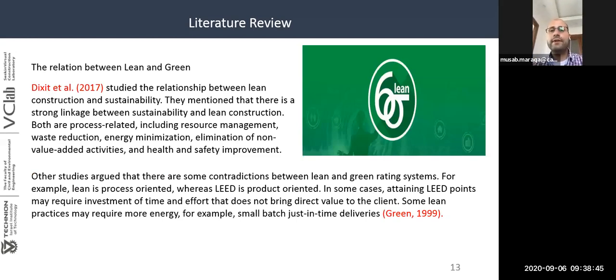Other studies focused on the relation between Lean and Green. Dixide et al. studied the relationship between Lean construction and sustainability. They mentioned that there is a strong linkage between sustainability and Lean construction. Both are process related, including resource management, waste reduction, energy minimization. On the other hand, some studies argue that there are some contradictions between Lean and Green rating systems. For example, Lean is process oriented, while LEED is product oriented. So in some cases, in order to get LEED points, this requires investment of time and effort that does not bring direct value to the client.